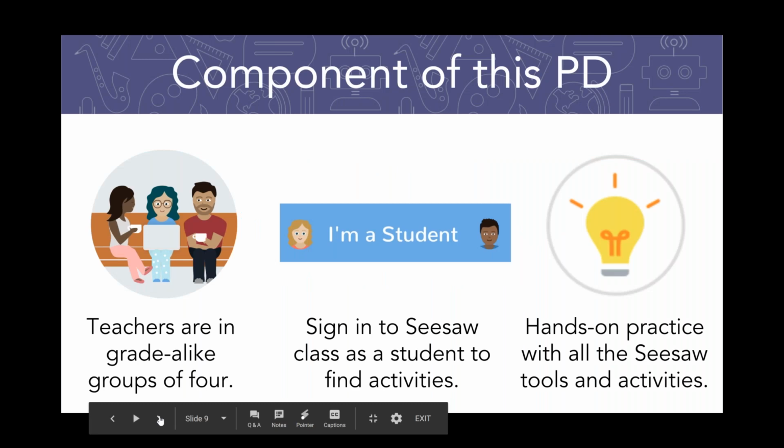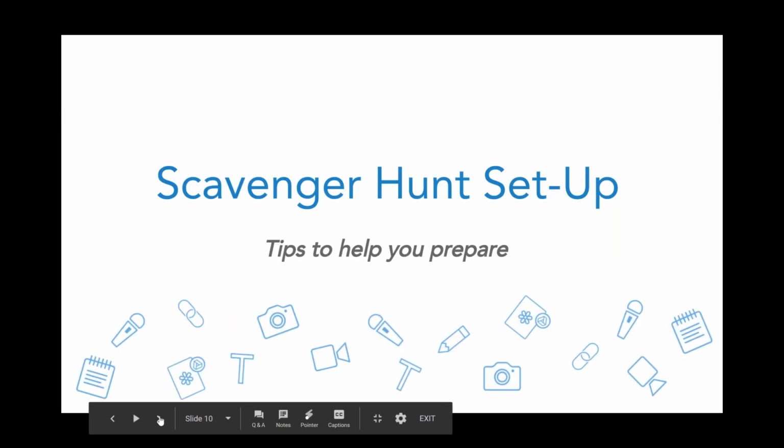So I had them in grade levels, but if it was just a PD that anybody came to, we tried to group them in similar grade levels. So maybe 4 and 5, and 2 and 3, and kinder and first, because we were just doing this one for elementary. But anyway, we grouped them up, we signed them into Seesaw as a student, and we just gave them an overview and then just let them go. So we're going to go ahead and walk through the different parts of this scavenger hunt and give some tips and tricks for what we're doing.